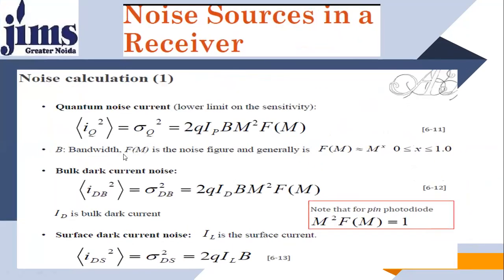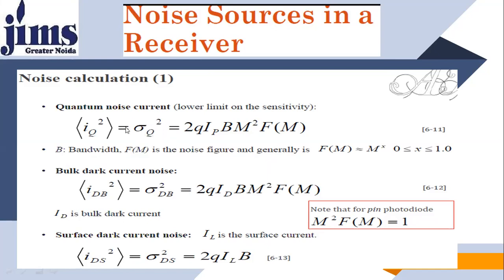Now come to the calculations of how we calculate these noises so that we get the S by N ratio. So we start with quantum noise current, and this bracket IQ square is actually the noise power. When you square voltage or current, it becomes power. So this term is the quantum noise power because of the quantum noise current. Sigma q square is also denoted with that quantum noise.